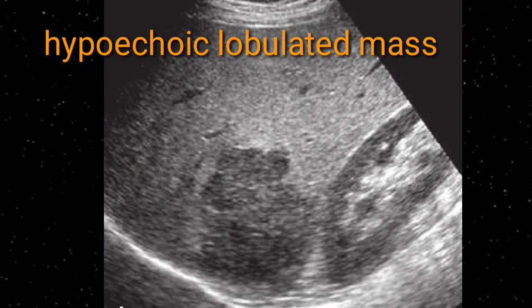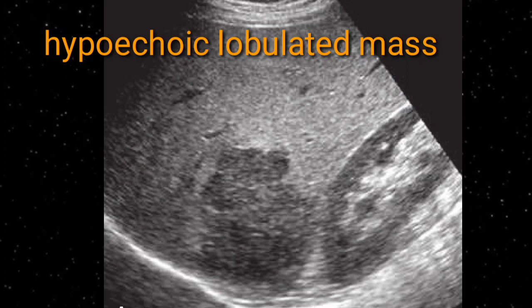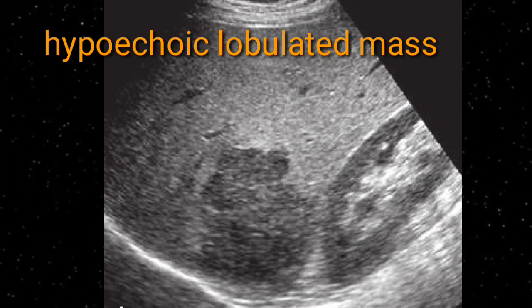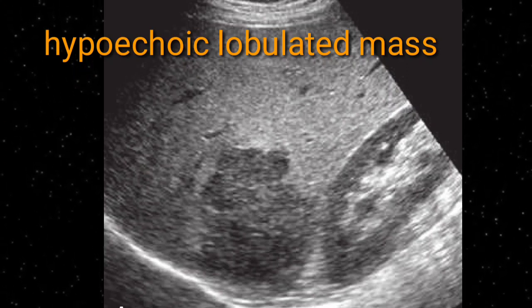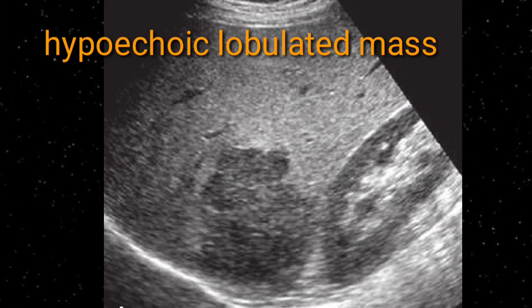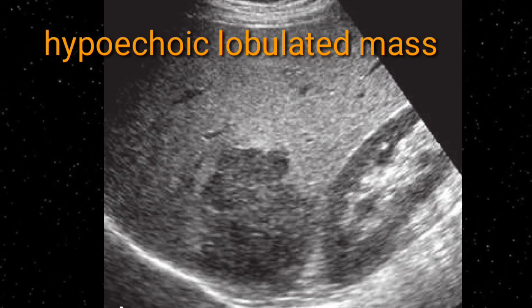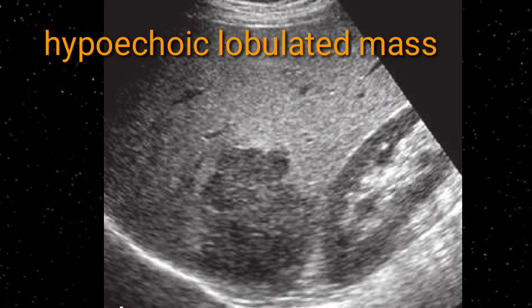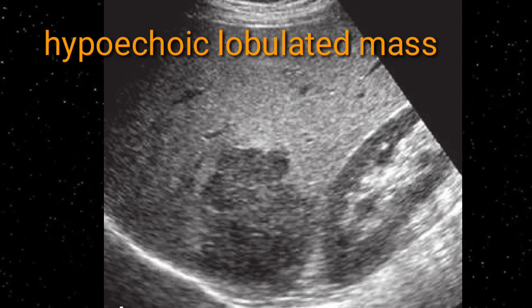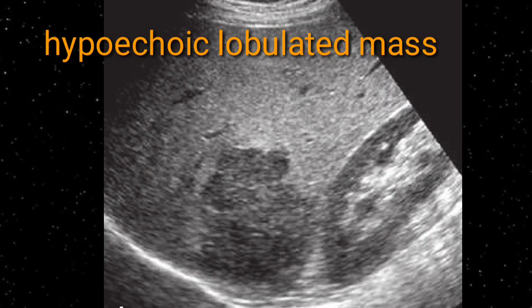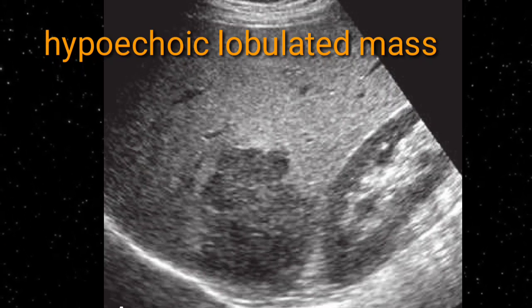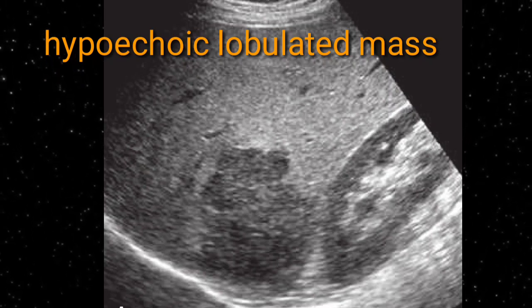You should not confuse this with a focal fatty sparing area. As the entire liver looks echogenic and fatty, you may confuse it with a fatty sparing area, because the lesion looks like a focal fatty sparing area. But this is not focal fatty sparing, this is hypoechoic metastasis.